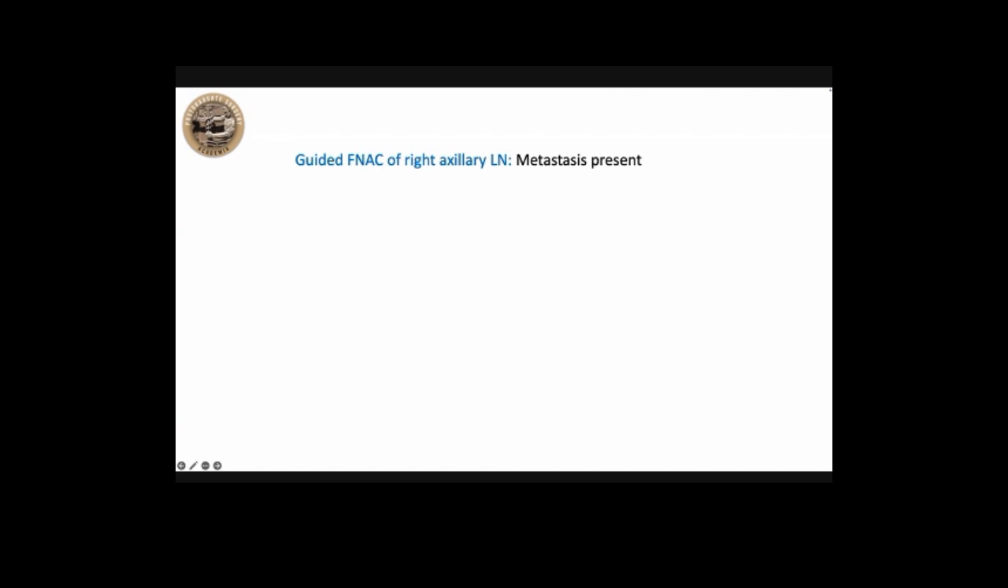But for lymph node, it doesn't depend on how big the size is, but it depends on whether it's easy for you to do FNAC. And if FNAC is negative and you're still suspicious, then you have to do core biopsy. Otherwise, standard is FNAC for the axilla. Okay then.